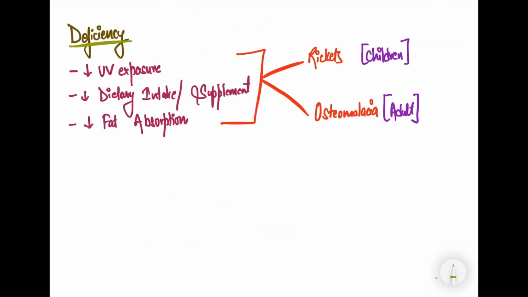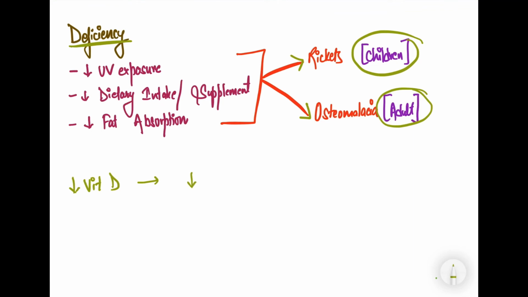Now moving on to the deficiency manifestation, it is brought about by decreased UV exposure, decreased dietary intake or supplements, and decreased fat absorption. As we know, vitamin D is a fat-soluble vitamin. This condition gives rise to two straightforward manifestations, that is rickets and osteomalacia, which are present in children and adults respectively.